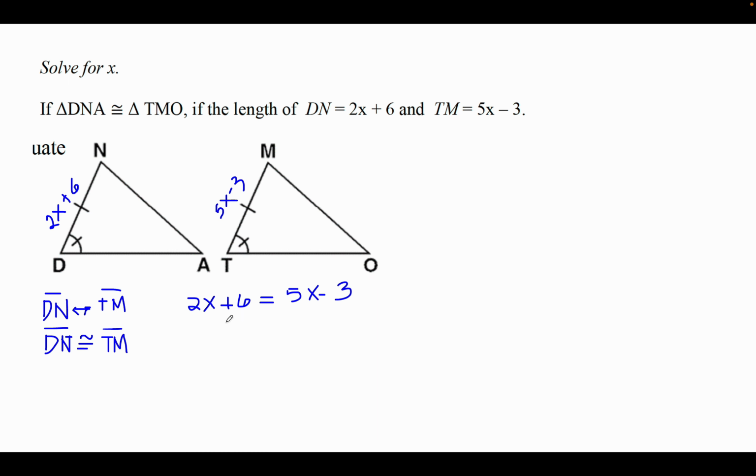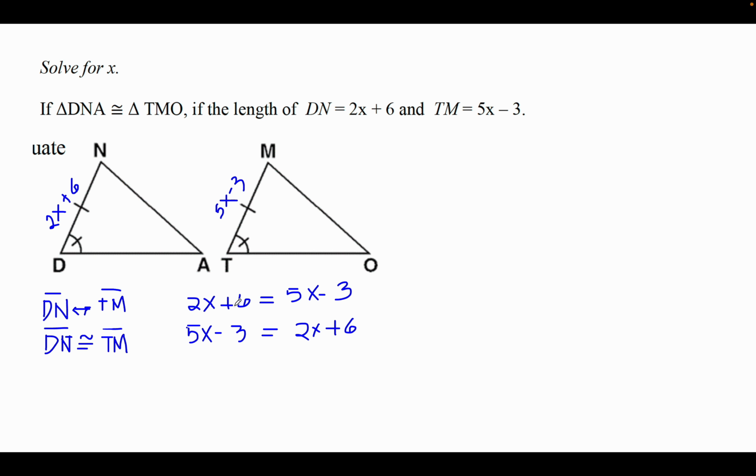Okay. Then, combine like terms. Iko-combine natin yung parehong terms. Or para mas madali yata, i-ano natin sila. Symmetric property. Baliktarin natin. By symmetric property, we have 5x minus 3 is equal to 2x plus 6. Why do we have to do this? Kasi to avoid negative variable.